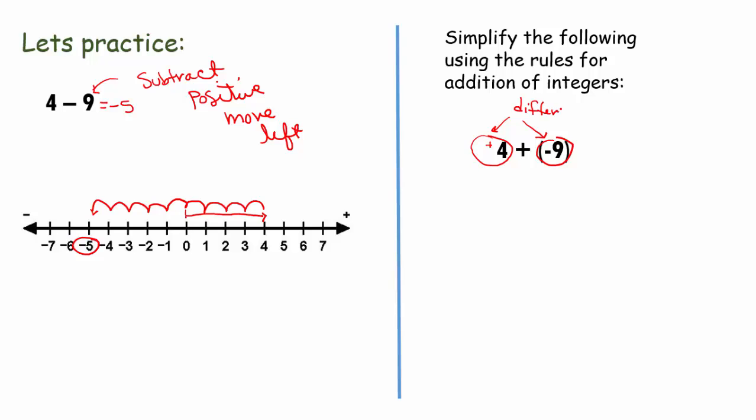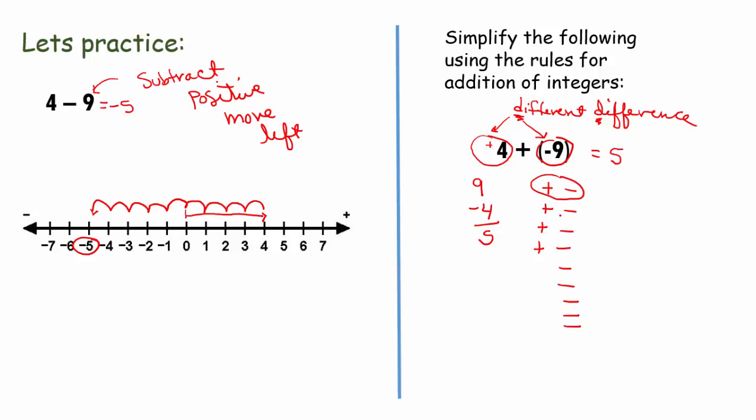If those signs are different, I need to find the difference. That's alliteration from English class. Different, difference. Difference means I subtract, so I just do 9 minus 4. What's 9 minus 4? It's 5. Oh, yay, that's 5. Then I want to keep what I have more of. Well, I have 4 positives, and I have 1, 2, 3, 4, 5, 6, 7, 8, 9 negatives. What did I have more of? I definitely had more negatives. My answer needs to be negative.